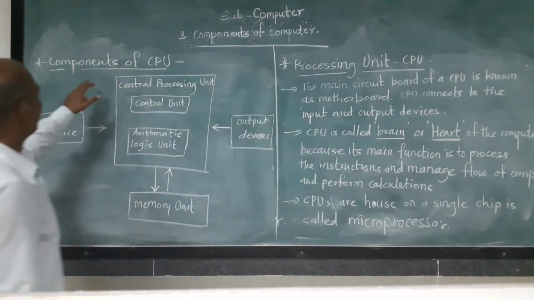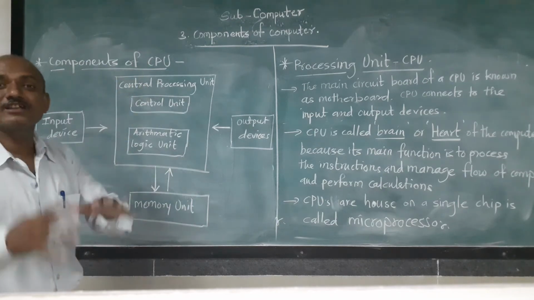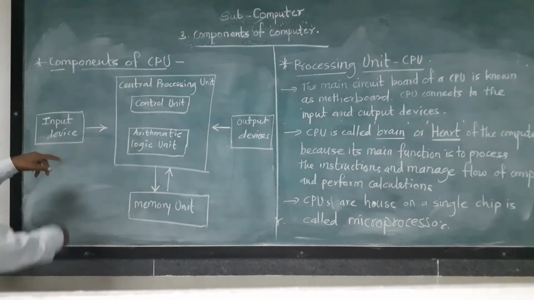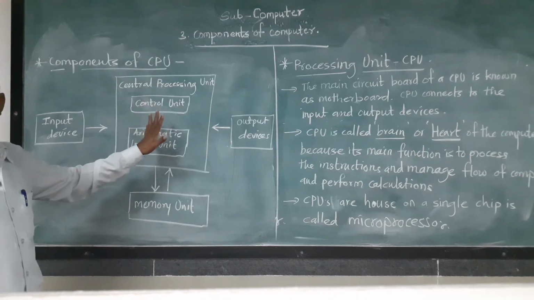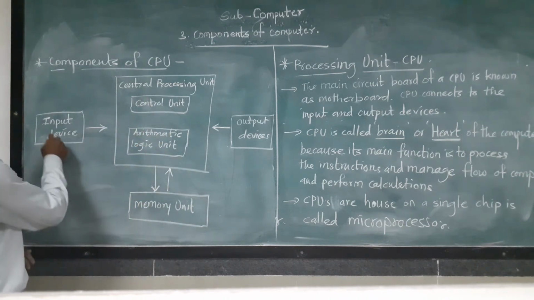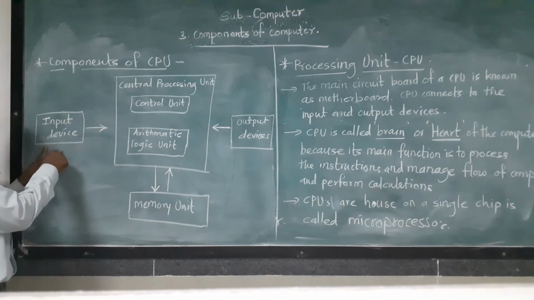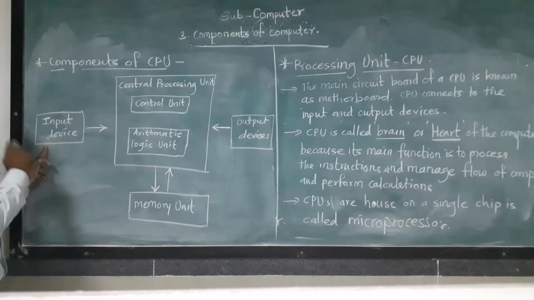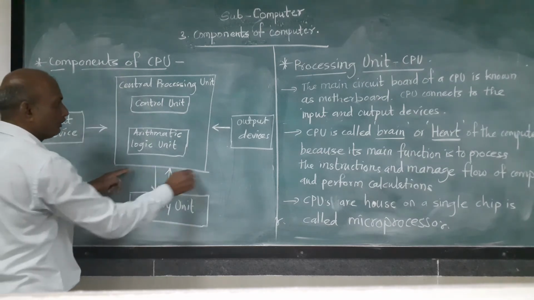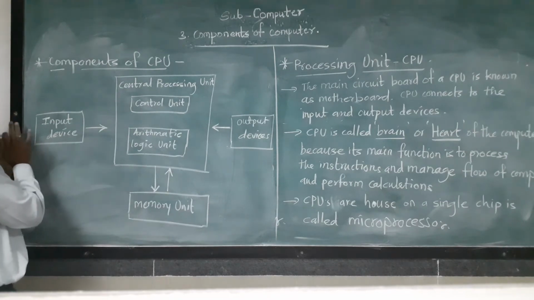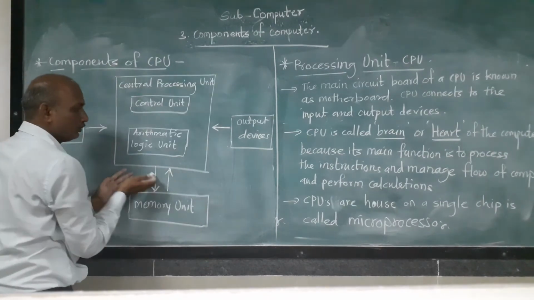Now, the next point is the components of CPU. Which are the components of the CPU? See, this is the diagrammatic representation of the CPU. How is the CPU working? Input devices, such as keyboard, mouse, microphone and scanner, are attached to the CPU. These input devices give instructions or data to the CPU.